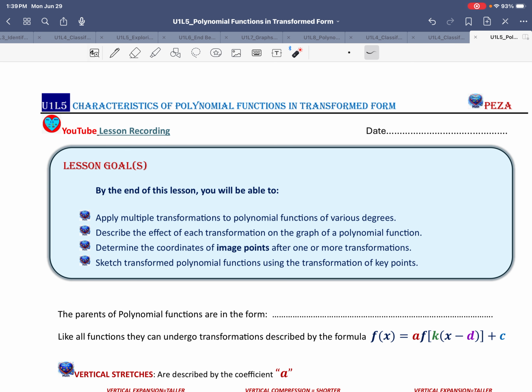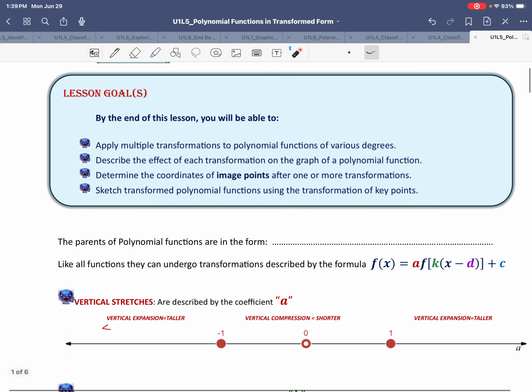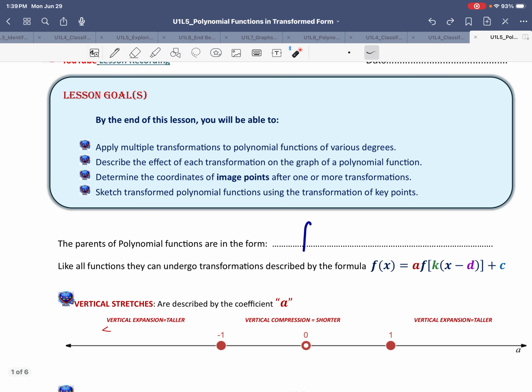So, let's get started. Remember that the parents of polynomial functions are in the form f(x) = x^n. Like all functions, polynomial functions can undergo transformations described by the formula f(x) = a f(k(x - d)) + c. So as you can see in here, f(x), which appears on both sides of this equation, is changed by the coefficients a, k, d, and c that we see in different spots in the equation.